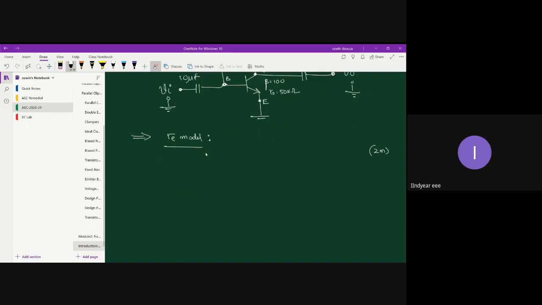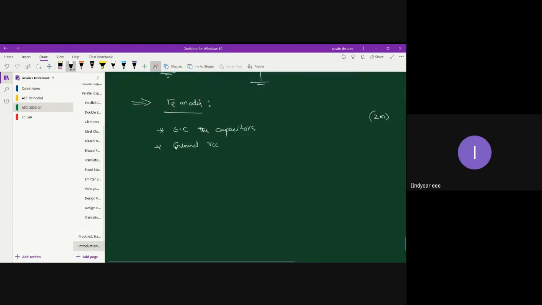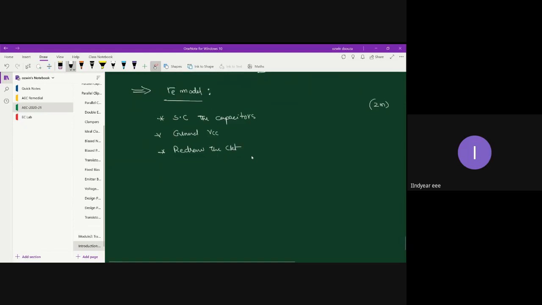You don't have to write down the steps, such as ground VCC, short circuit capacitors. Directly you can apply those steps. So I will short circuit the capacitors, SC is short circuit the capacitors. Next, ground VCC. Then let me reconstruct and redraw the circuit. So this is what you get when you redraw the circuit.